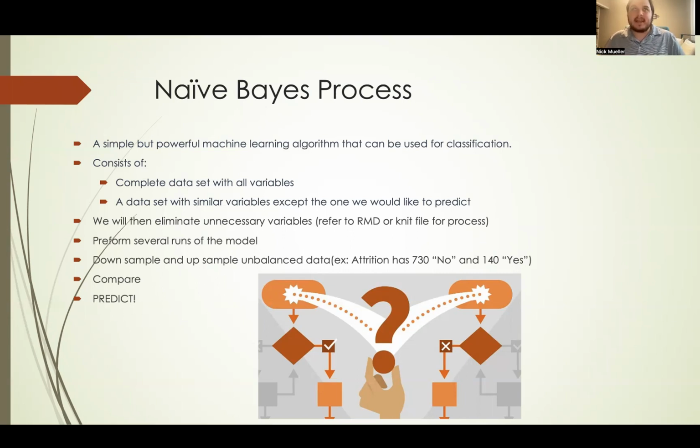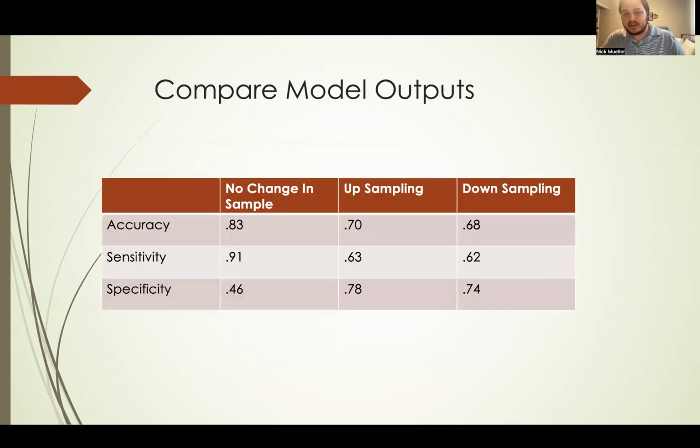It's just data that is unbalanced or heavily balanced in one direction. For example, attrition has 730 no's, but only 140 yeses. So we can upsample or downsample so that they're about 50-50 for better predictions. Then we will compare and then we will predict.